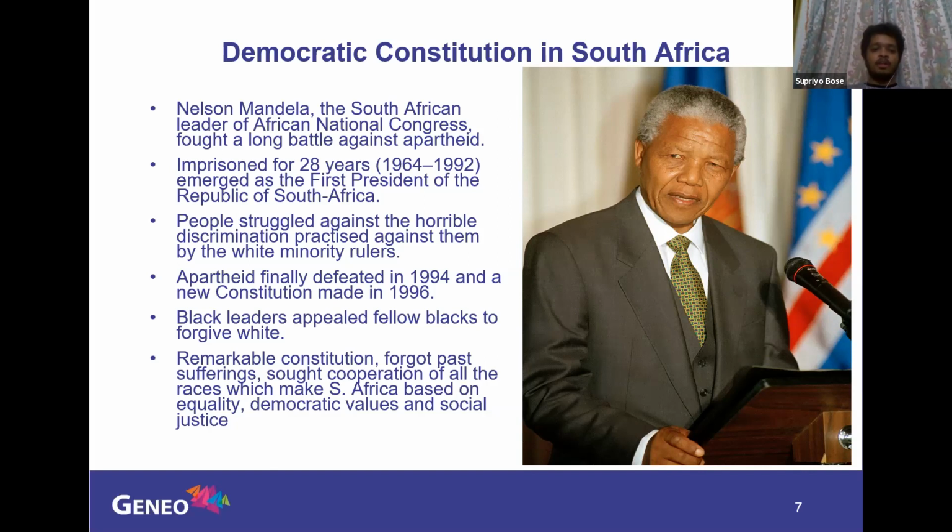People struggled against the horrible discrimination practices against them by the white minority rulers. क्या होता था? Yes, some people believed that white was superior. हाँ, इसीलिए ही तो ये discrimination होता था. Okay, for this reason the discrimination took place. Clear? Now, people struggled against the horrible discrimination practices by the white minority rulers. जो white ruler थे, जो गोरे थे, इसकी जो discrimination थी, इससे people, the black people were tired of.